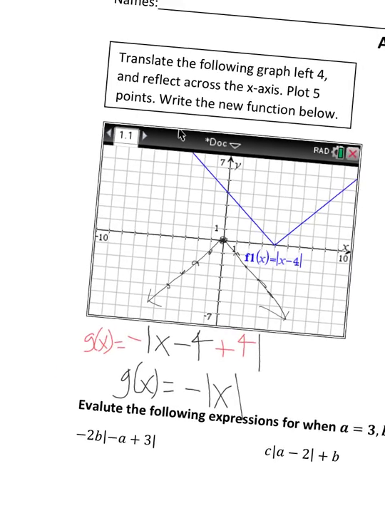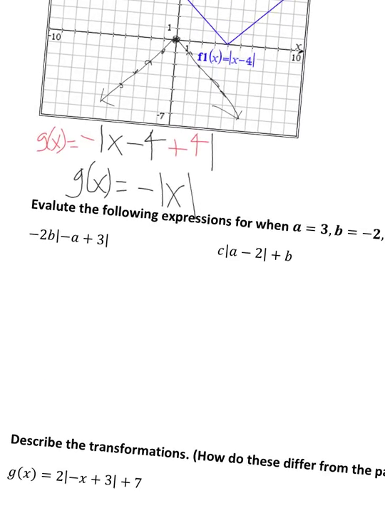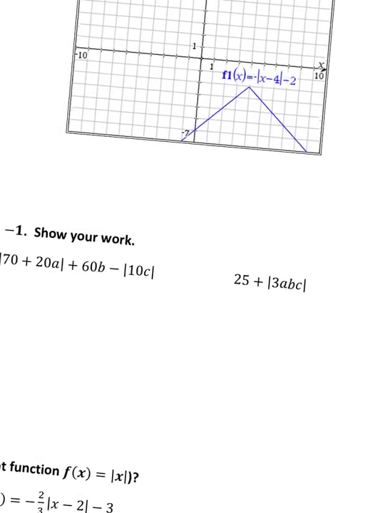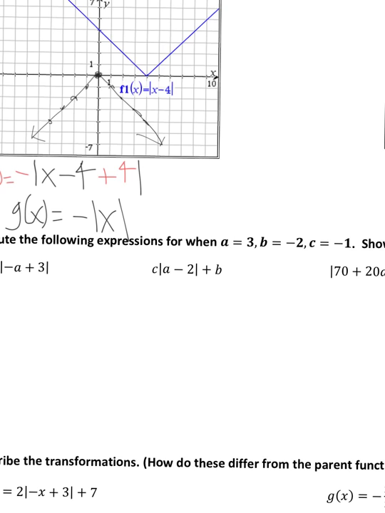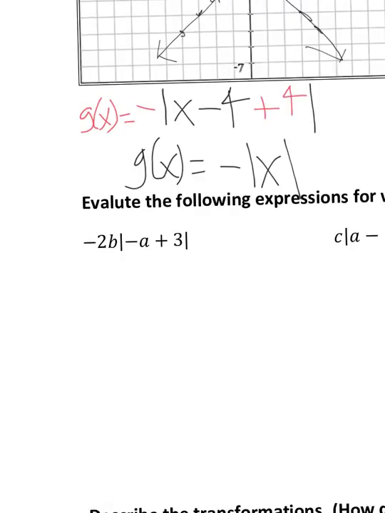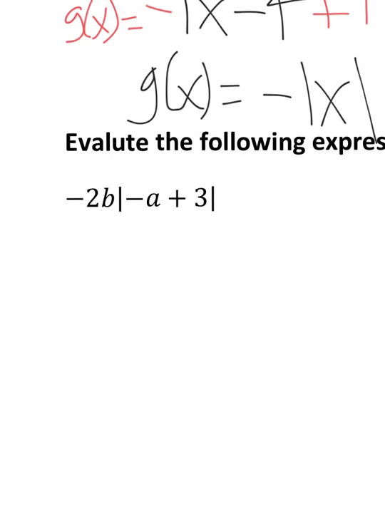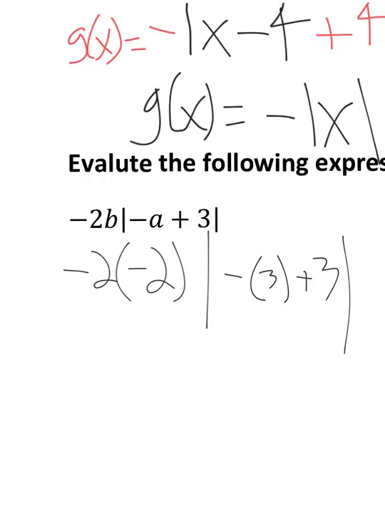Let's move on to the next two. There's 2 here. You're evaluating for when a is 3, b is negative 2, and c is negative 1. All you got to do is just plug it in. So plugging in negative 2 for b and 3 for a gets me this. You can pretty much type this into the calculator, but since I'm teaching you this, the outside would be 4. The inside of the absolute value would be 0. So 4 times the absolute value of 0 is just 0.